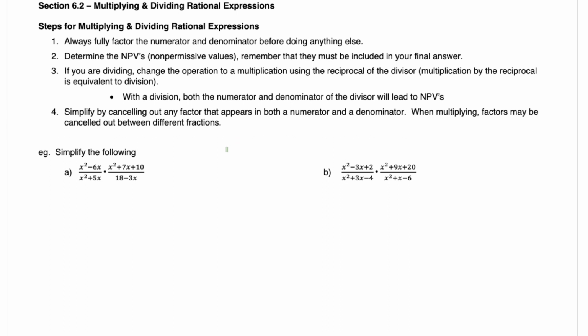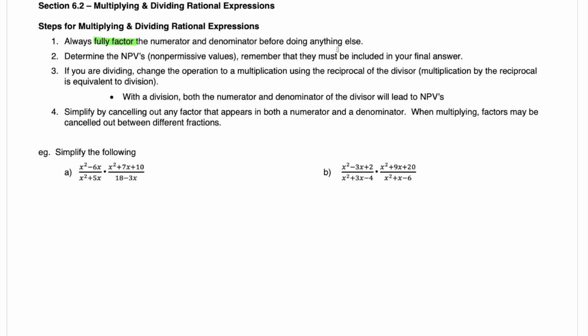So this section is going to be on multiplying and dividing rational expressions. And so just a couple of steps that we're going to go through first, and then we'll look at some examples. So the first thing, and this is very, very important, is that you always fully factor both the numerator and the denominator before you do anything else.